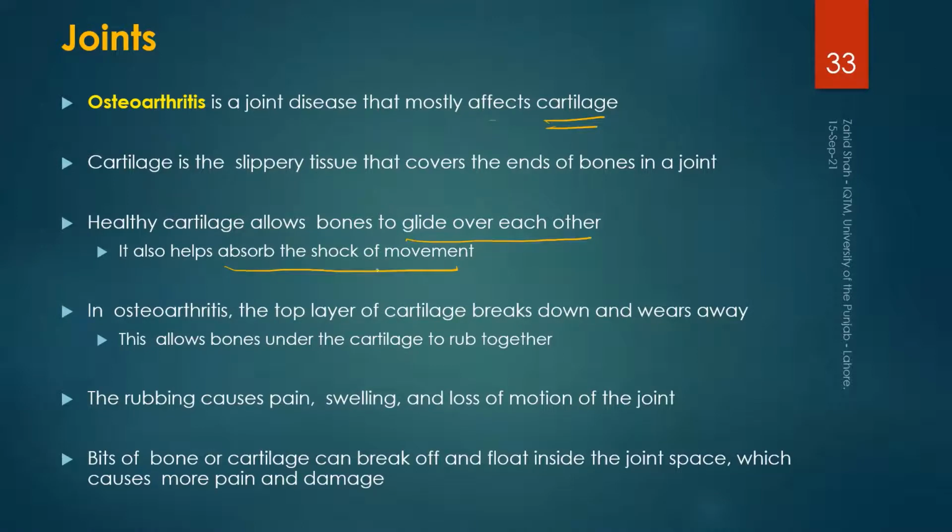In osteoarthritis, the top layer of the cartilage breaks down and wears away. This allows bones under the cartilage to rub against each other. The rubbing causes pain, swelling, and loss of motion of the joint. Bits of bone or cartilage can break and float inside the joint space, or the cavity that is between two bones, which causes more pain and damage.